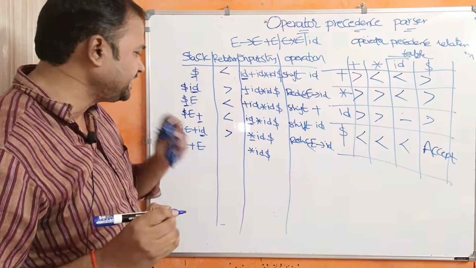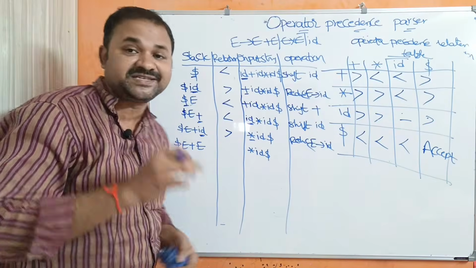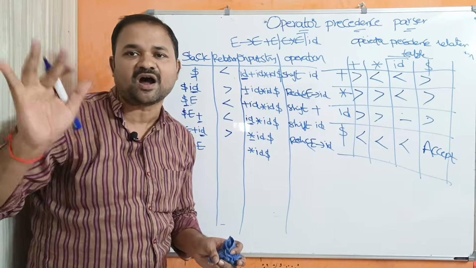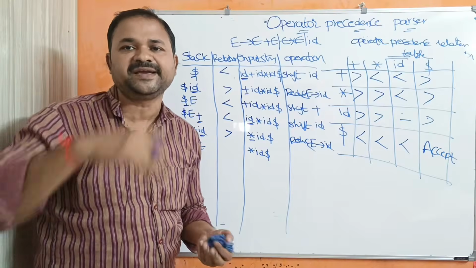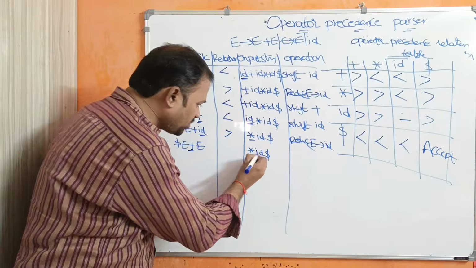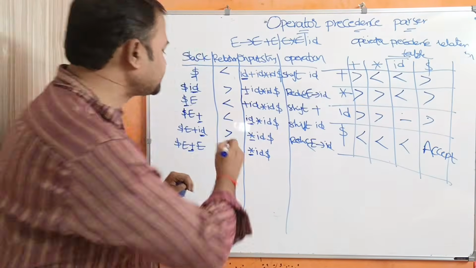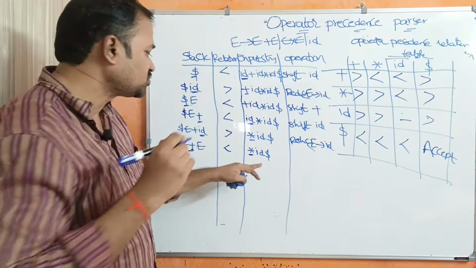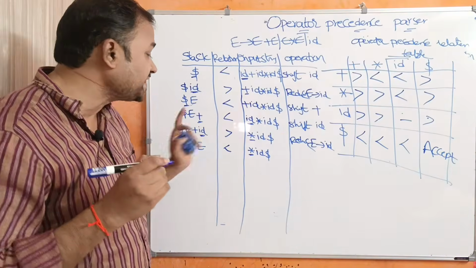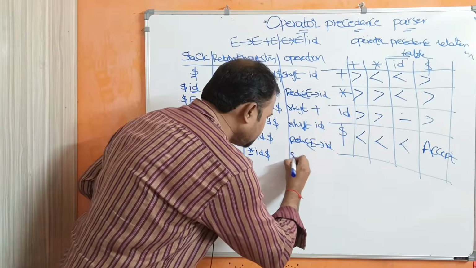So dollar E plus star id dollar. So now what is the stack topmost symbol? E. But E is a non-terminal. Non-terminal can't be compared. Here we have to compare terminal with terminal. So beside this we have plus. So now we have to compare plus and star. Plus and star means what is the relation? Less than. So that means star has higher priority. So we can push star. So shift star.